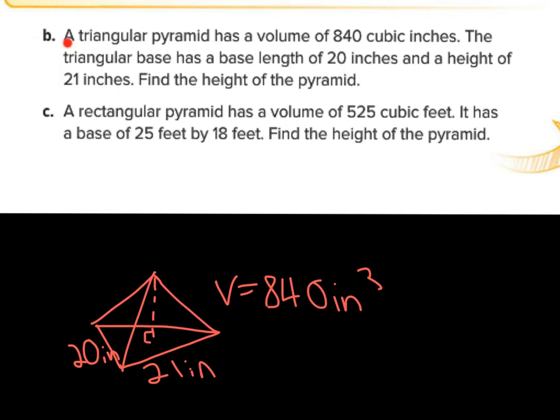Question B. A triangular pyramid, so the base is a triangle, has a volume of 840 cubic inches. The triangular base has a base length of 20 inches and the height of 21 inches. Find the height of the pyramid. So this is what our pyramid essentially looks like. Our base is 20 by 21, as they mentioned up here on the top, 20 by 21 inches. And our entire volume has already been figured out, that is 840 inches cubed. We need to solve for the height.